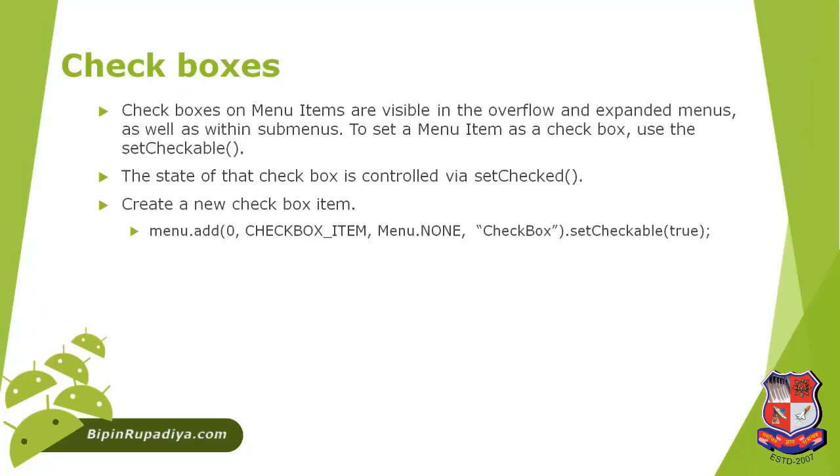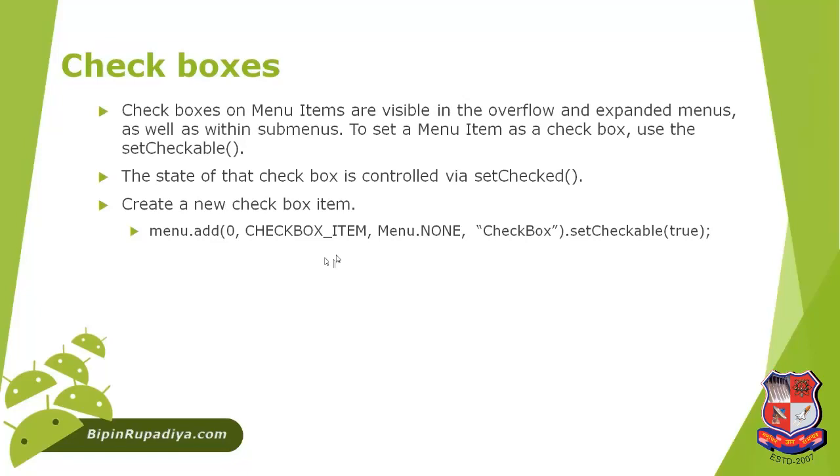So right here, just see in the example, first we passed 0, so the group ID is 0. For the item ID, we utilize CHECKBOX_ITEM, so that's a constant we are passing. Menu.NONE, so that means we do not want to arrange it in any particular order. Whatever statement you have written will be displayed in natural order.